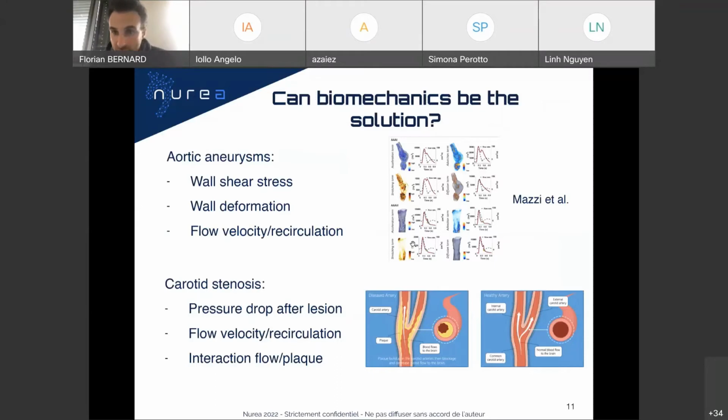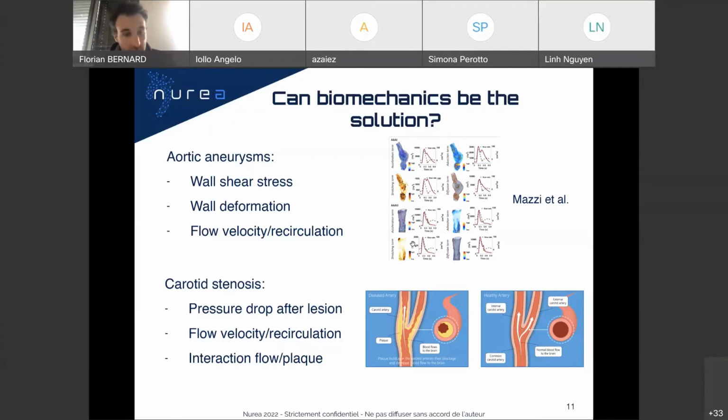So can biomechanics be the solution? I think at least it will be part of the solution. There are several papers now, that you will probably hear about in the next talks on aortic aneurysm, showing that wall shear stress could be a good indicator for rupture risk. Wall deformation, as we've just seen, is also a good indicator for the risk. And simulating the blood flow could also provide us a lot of information on the formation of thrombus and if the aneurysm will continue to grow.